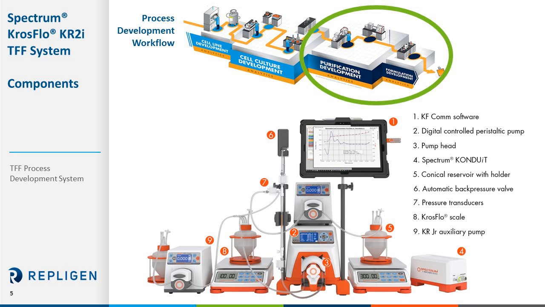The KR2i system was designed for downstream processing and can be used for UFDF application work associated with the purification and formulation development as shown in the process development workflow above. The components of the KR2i system are depicted on this slide as well. This would be the full suite of options and accessories that you can purchase with the KR2i.